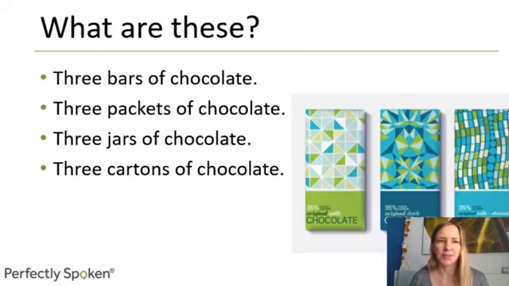What are these? 3 bars of chocolate, 3 packets of chocolate, 3 jars of chocolate or 3 cartons of chocolate? Notice the pronunciation of chocolate. Answer, 3 bars of chocolate. With chocolate, we say bars, like a bar of gold. So they're bars, solid bars.